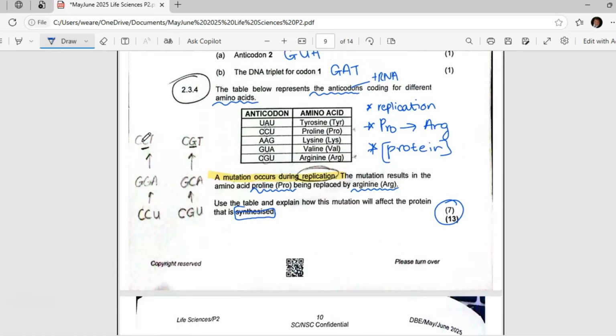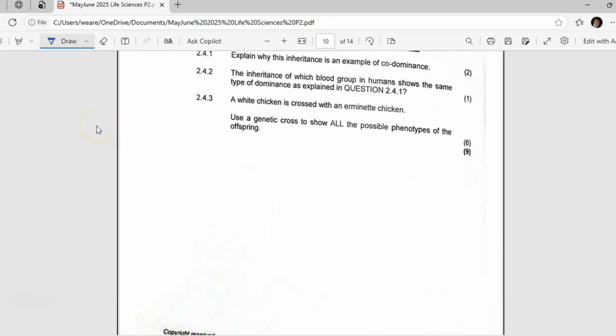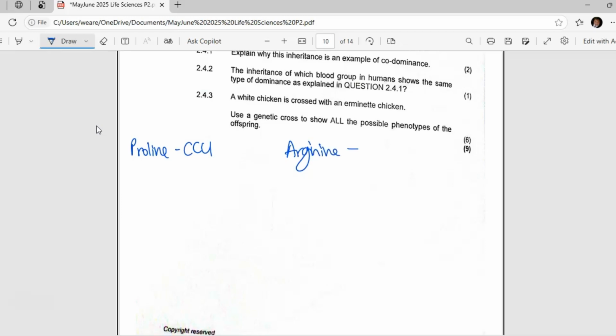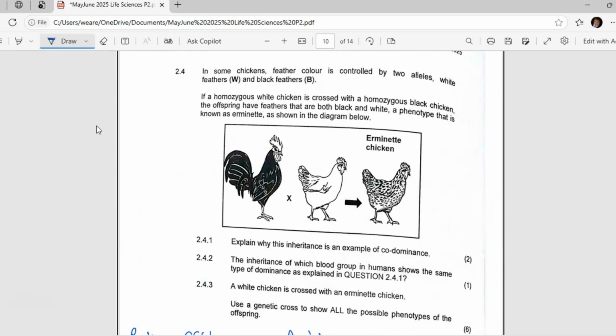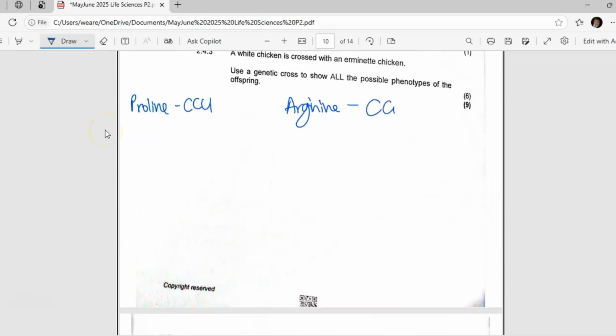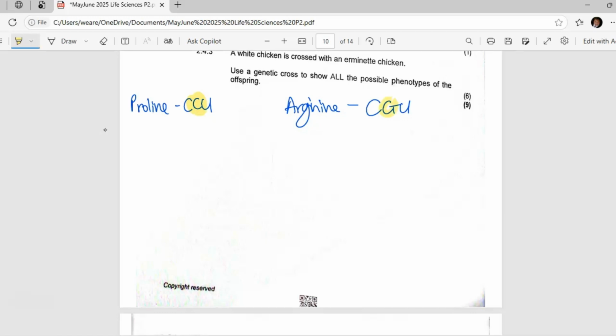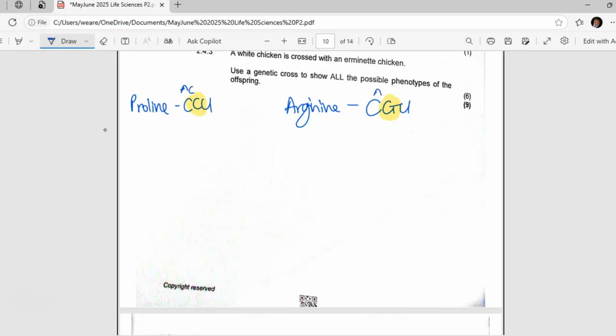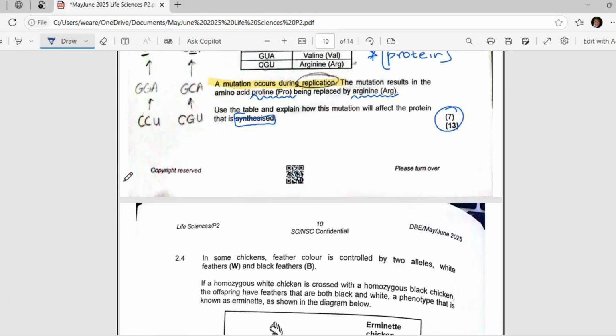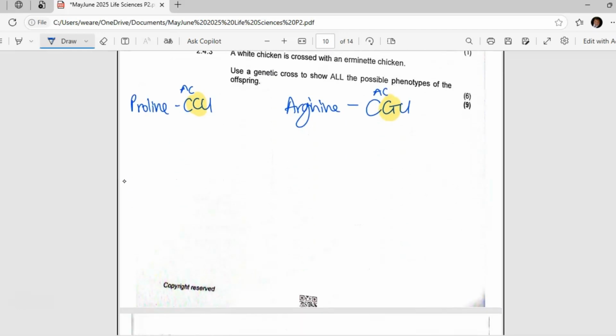So we know proline is CCU, and let me just write this down. Proline is CCU and arginine is CGU. So we can already see that the C and the G are where the mutation occurred, right? But remember, this is the anticodon, and they said that this occurred in replication, which means that you need to go back to the DNA base triplet and explain from there.